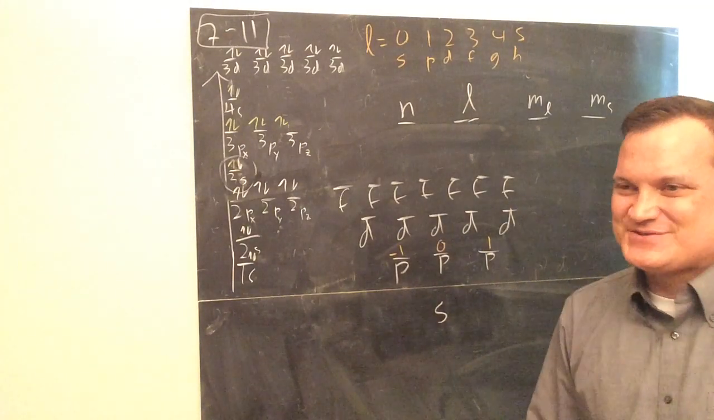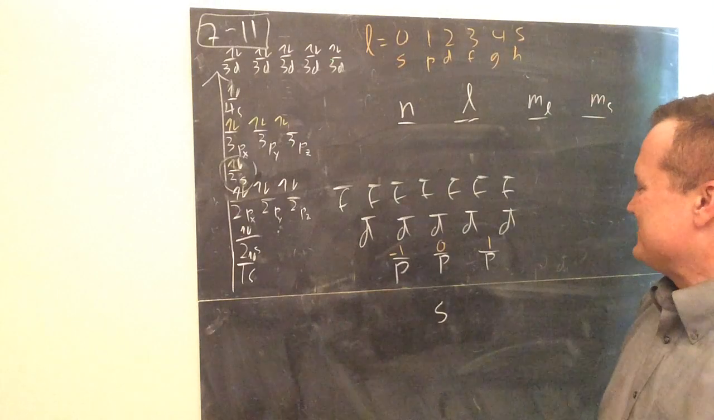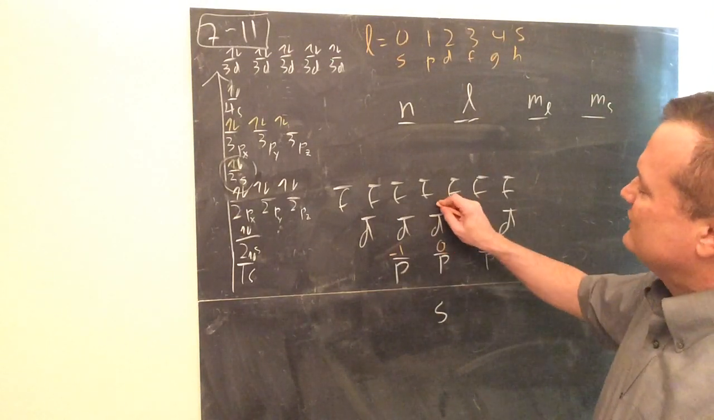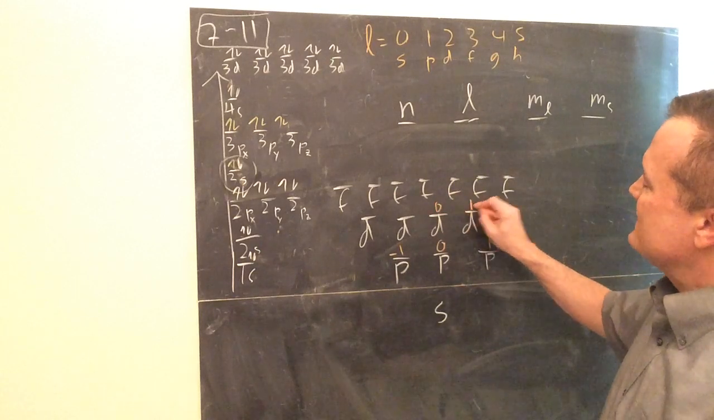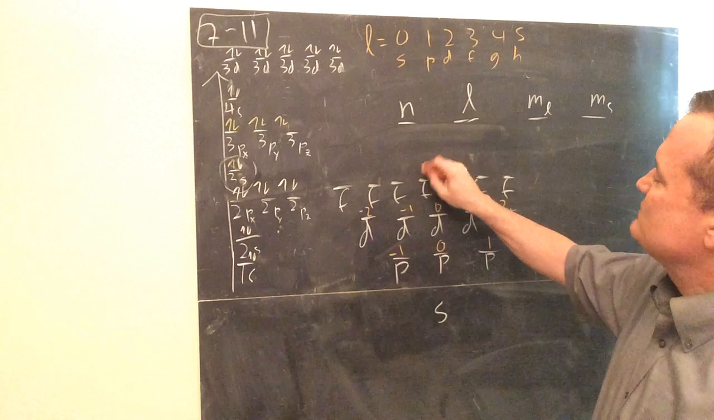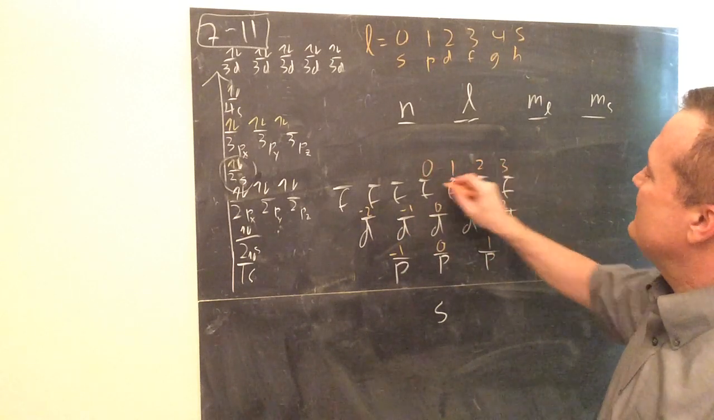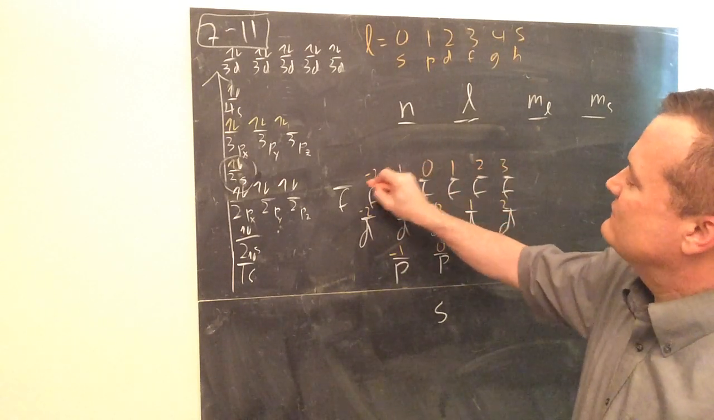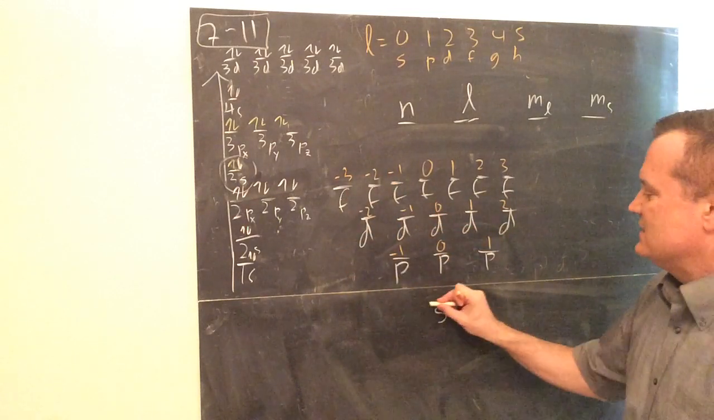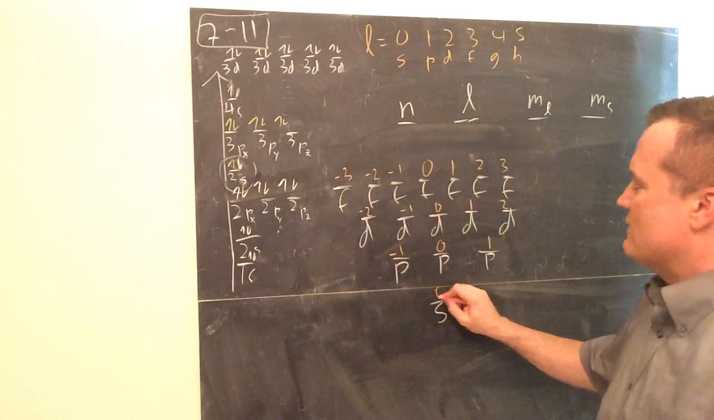For the d system, guess what? The middle room is always 0. So that's 1 and 2, -1, -2. And for this one, 0, 1, 2, 3, -1, -2, -3, like you see here. And then for the s, it'll be just 0.